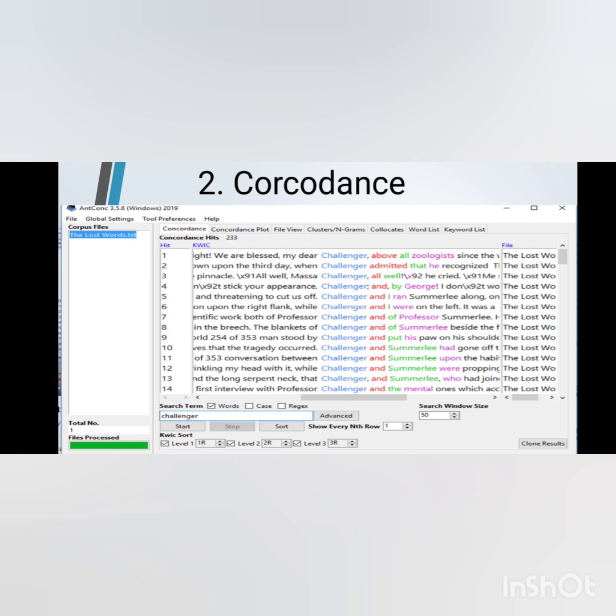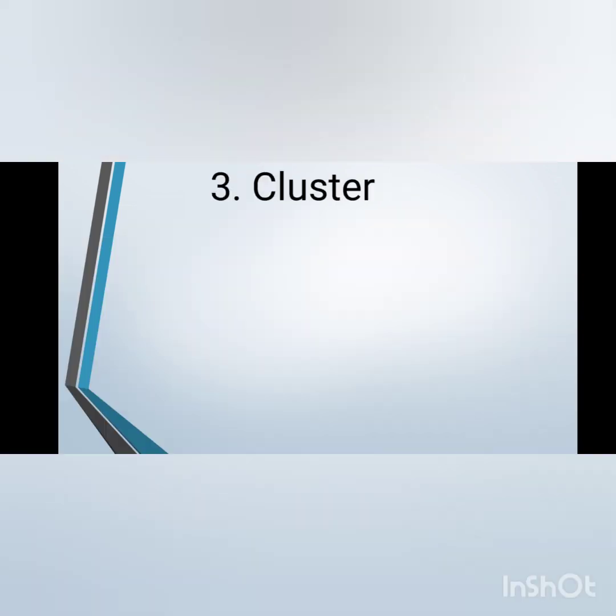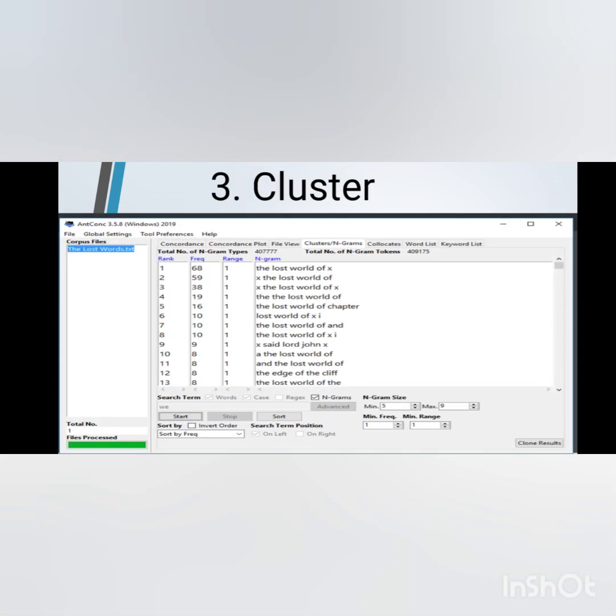Next slide, cluster. Clusters help you to see patterns of repeated phraseology in your concordance, especially if you have a concordance with several thousand lines. In the cluster table, the phrase that comes out is "the Lost World", which is followed by articles and conjunctions.